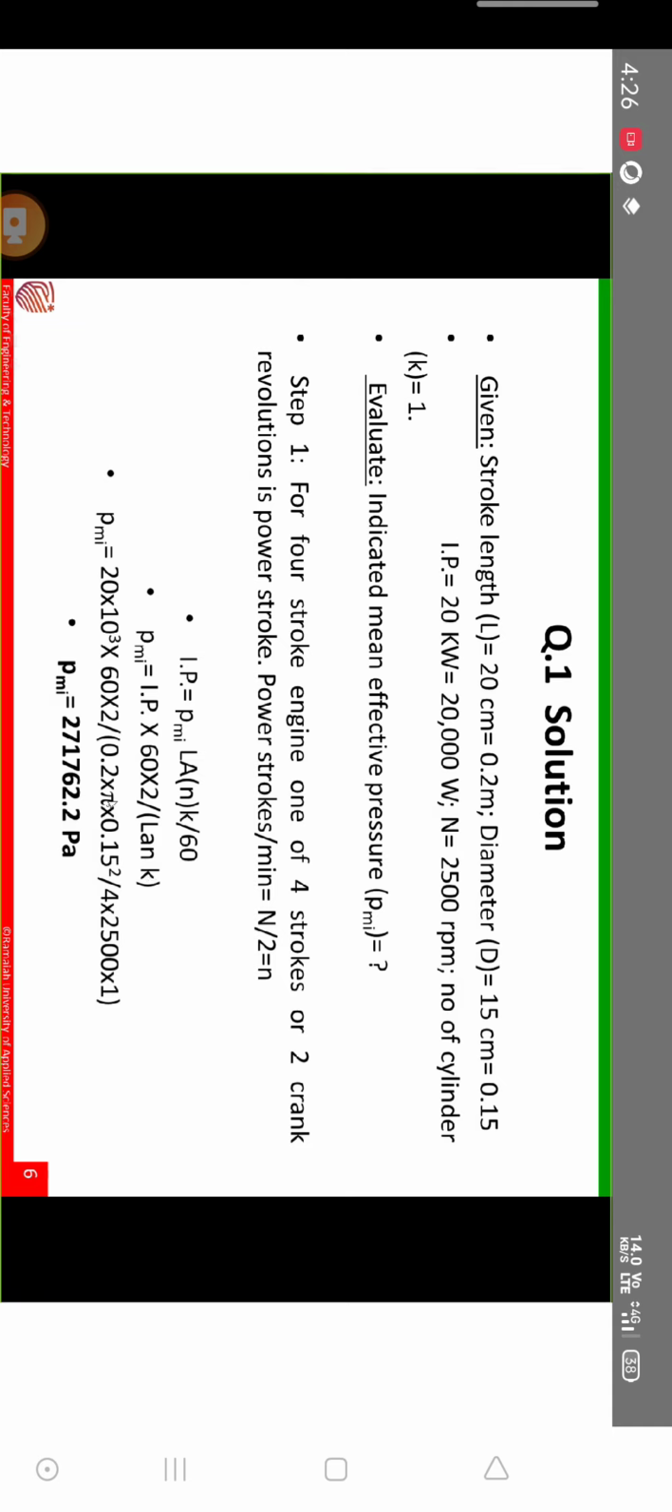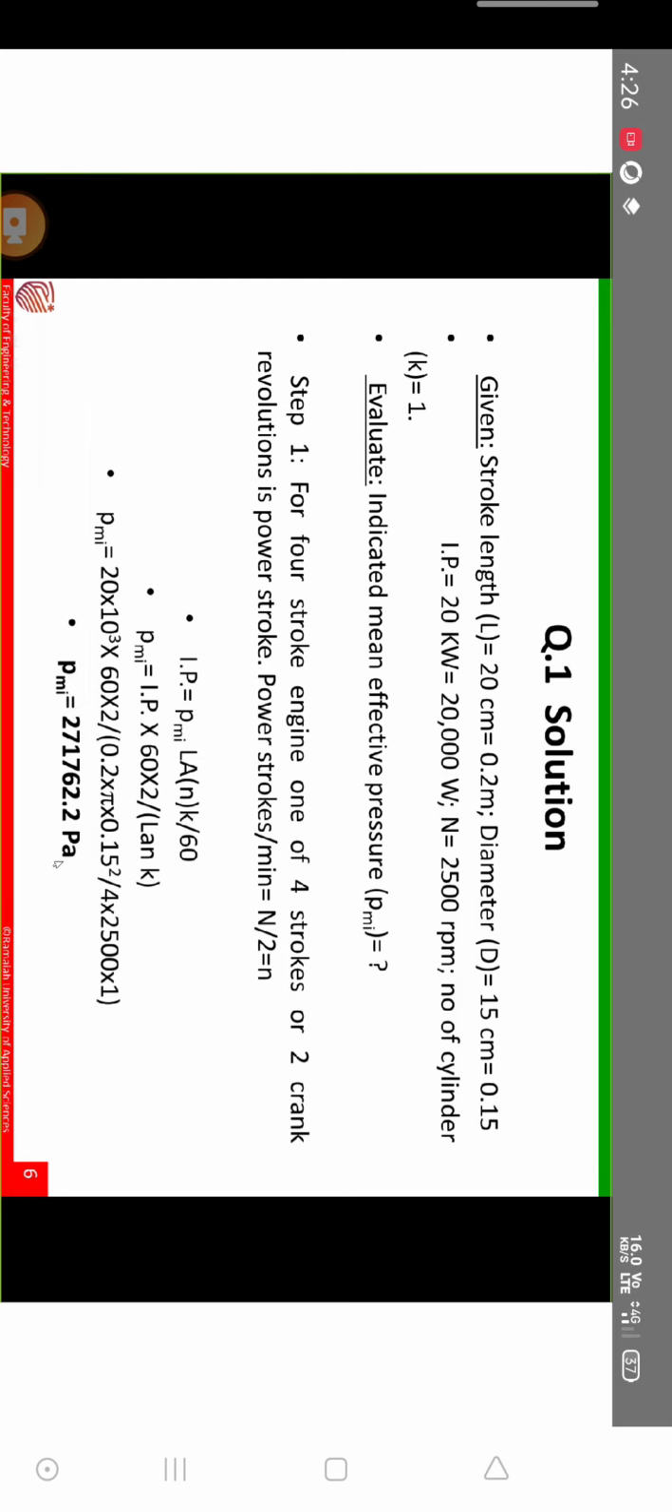Now you substitute, all the values are here. IP is given, L is given, A is given, N is given, K is assumed as 1. If you substitute all these values, directly you will get the PMI, that is, the indicated mean effective pressure. You can keep that in Pascal, or else you can convert that into kilopascal, which is not an issue. Make sure that whenever you are writing your units, you refer to the standard units. Otherwise your marks will be deducted if you are not mentioning the units properly.